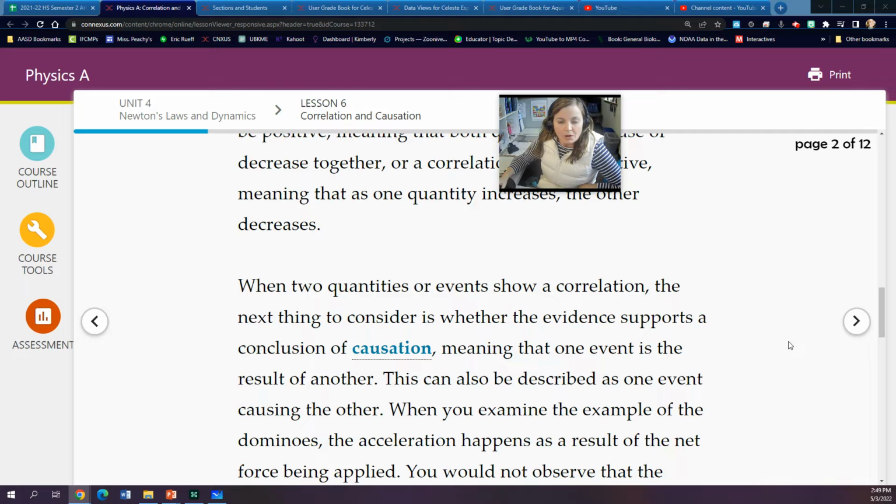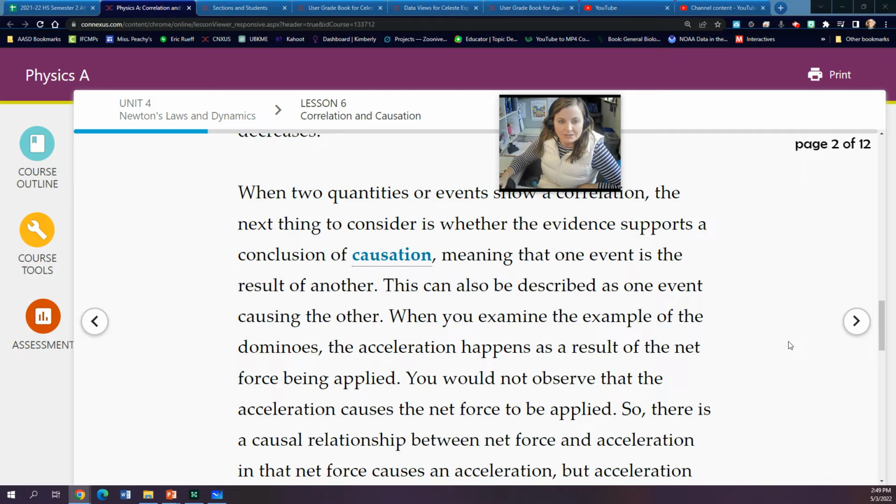But if one actually causes a change in the other directly, then we can say it's causation, meaning one event is the direct result of another. For example, you don't eat and your stomach growls. That's causation, right? Because one event is actually causing the result of your stomach growling. Not eating causes your stomach to growl, so that's causation. One event causes the other.